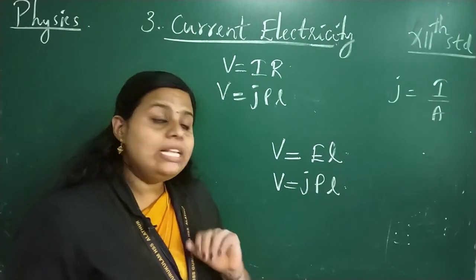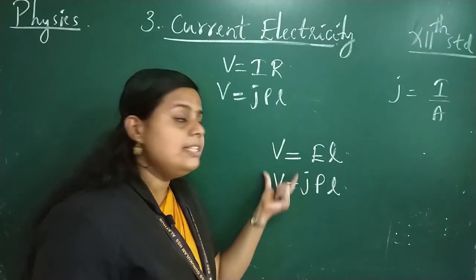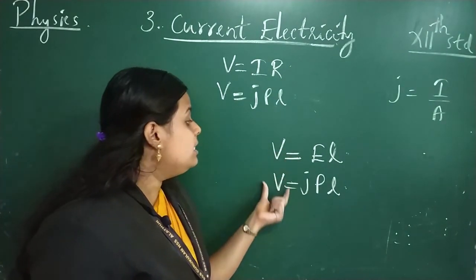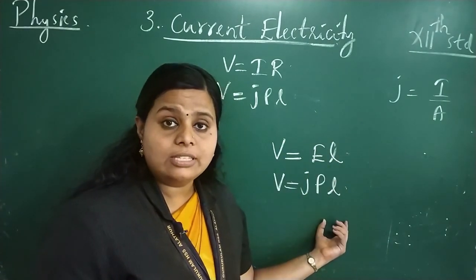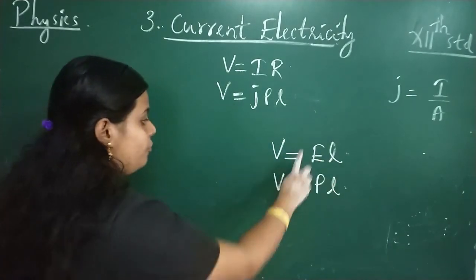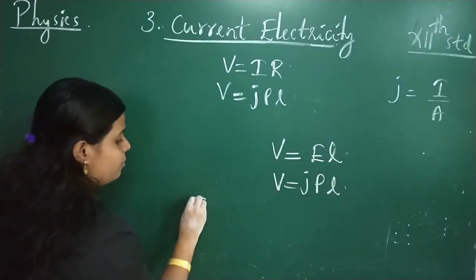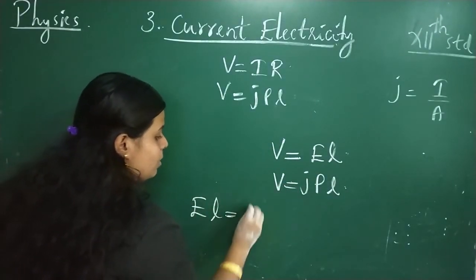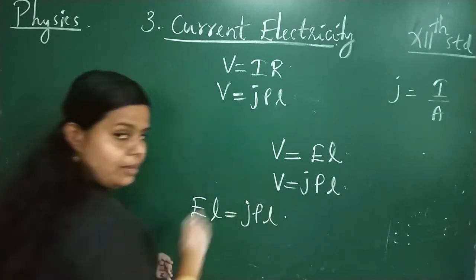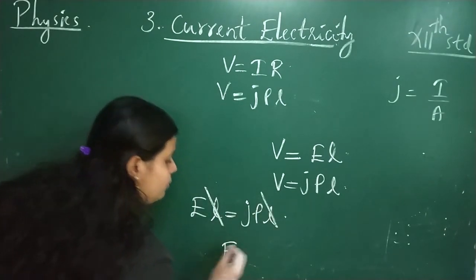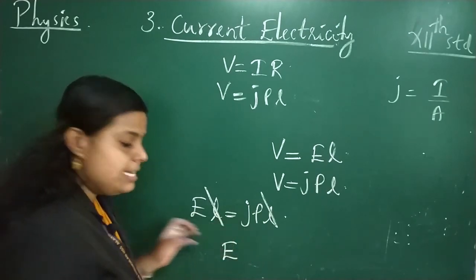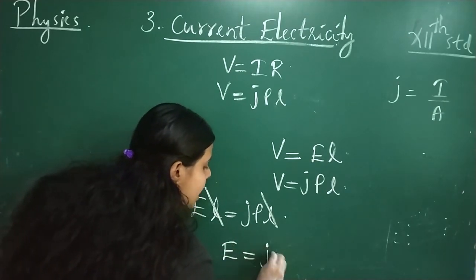Now listen carefully. Here in these expressions, the LHS of the two equations are the same. So what about the RHS? Yes, that is also the same. So from these two expressions we can write E L is equal to J rho L. L and L get cancelled. So what is the expression for the electric field in terms of current density? E is equal to J rho.